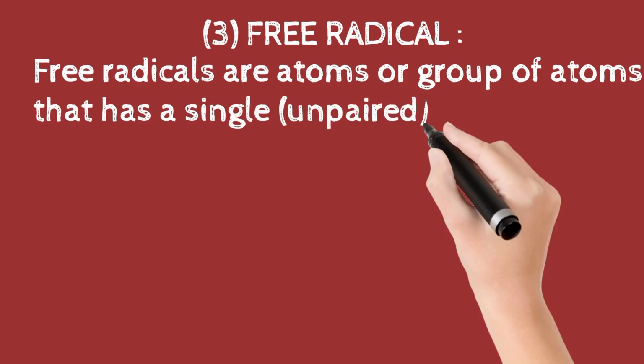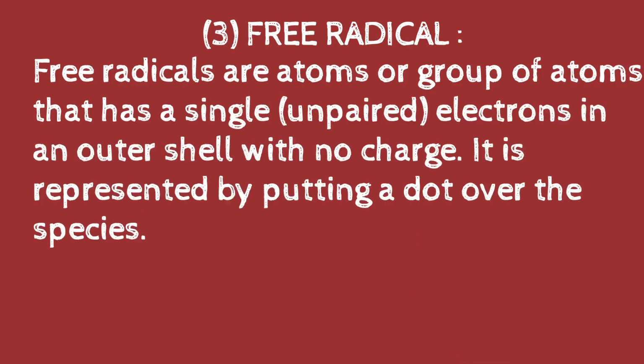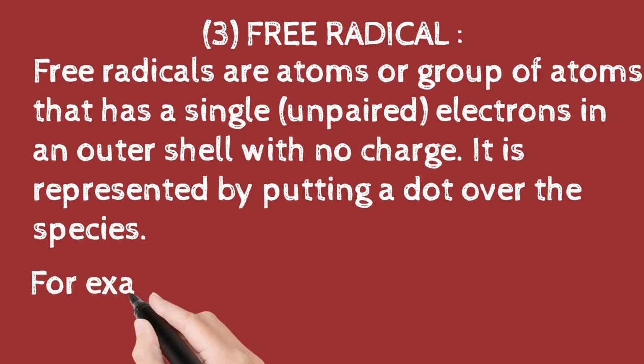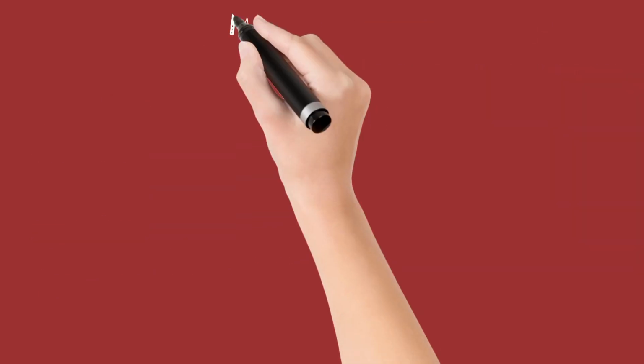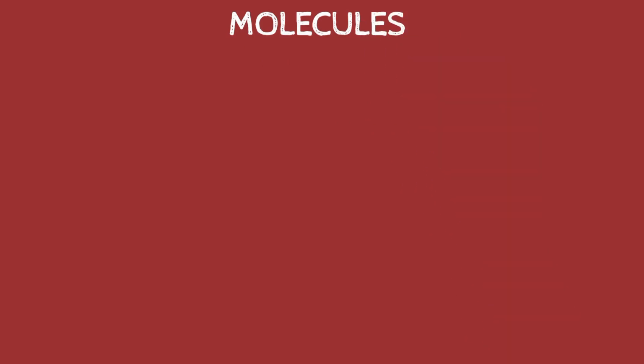Free radical. Free radicals are atoms or groups of atoms that have a single unpaired electron in an outer shell with no charge. It is represented by putting a dot over the species. For example, hydrogen radical, chlorine radical, etc.